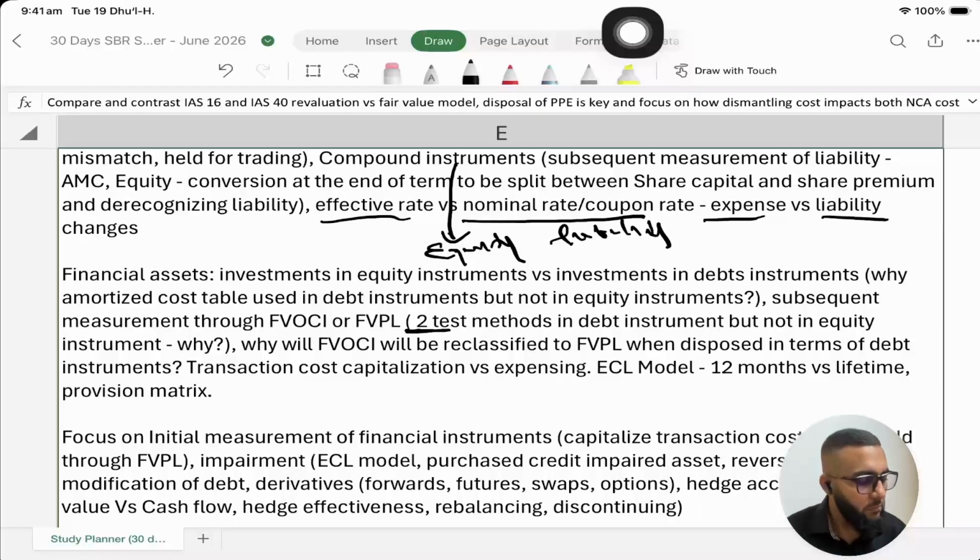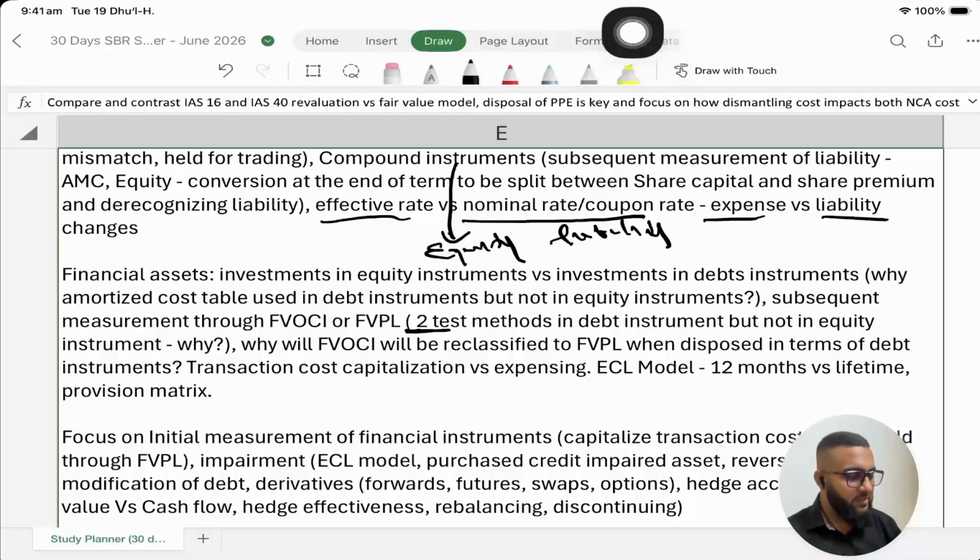Okay, right. So why will FVOCI be reclassified to FAPL when disposed in terms of debt instruments but not in terms of equity? Think about it. When you are disposing a financial asset, if there was an investment in that instrument that was held through FVOCI, that will be reclassified to FAPL, but only when it comes to debt instruments, not equity. There is no recycling for equity. Okay, that's what you call recycling.